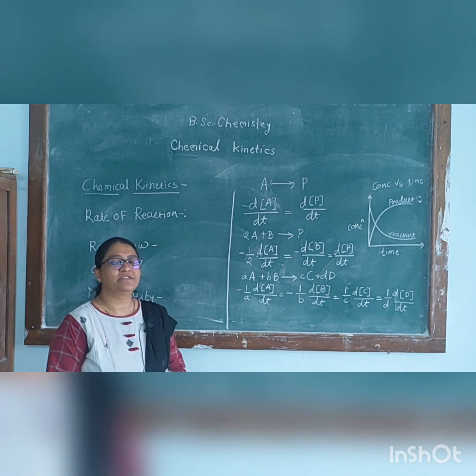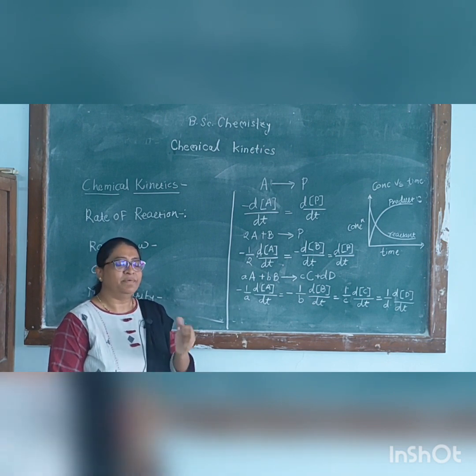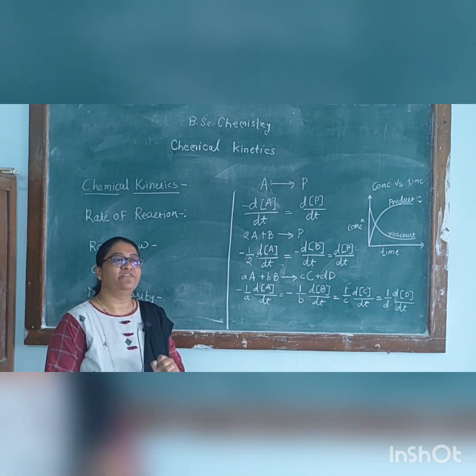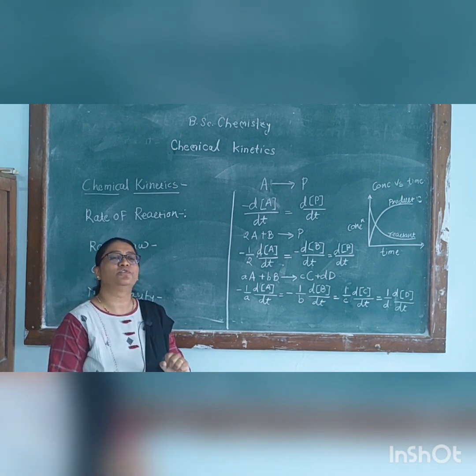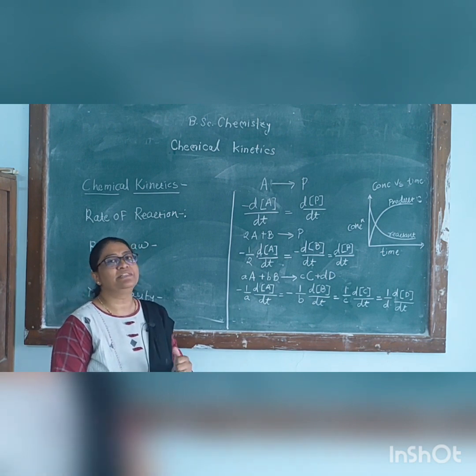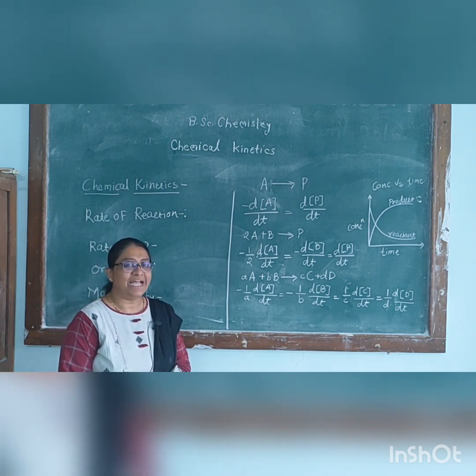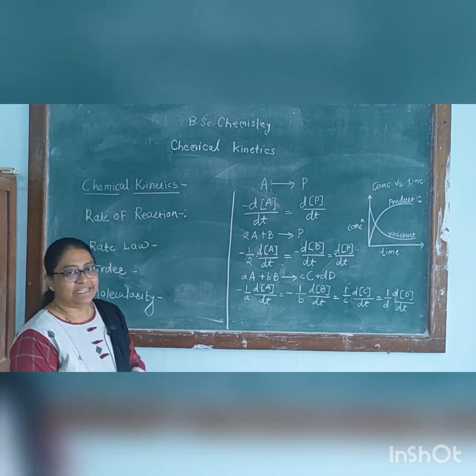With thermodynamics, we can only predict whether the reaction can occur or not. From the value of delta G, if it is less than 0, the reaction is spontaneous, while if it is greater than 0, then it is non-spontaneous. But with the help of thermodynamics, we cannot predict the speed of the reaction. For that, we need chemical kinetics.